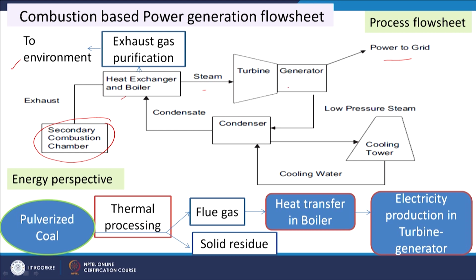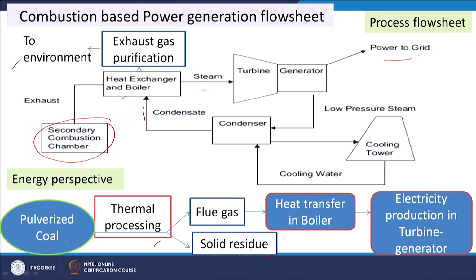The steam coming out of the turbine will be of low pressure. That steam is condensed, and the condensed water is used for the production of steam again, or some part of it can be sent to the process in a cooling tower, and heat recovery is possible. So, this is the conventional flow sheet. From an energy perspective, pulverized coal undergoes thermal processing, then we get flue gas and solid residue, then the flue gas transfers heat in the boiler for steam and electricity production.